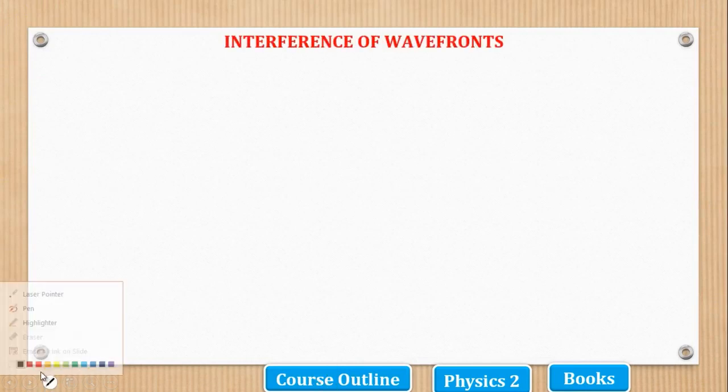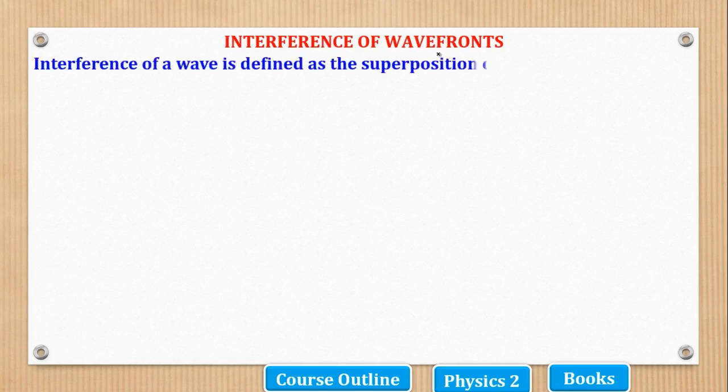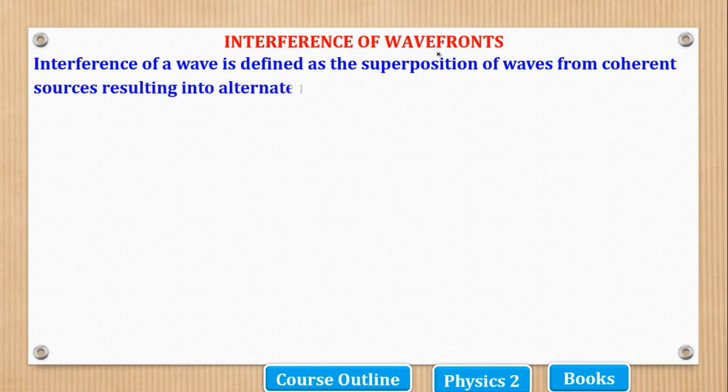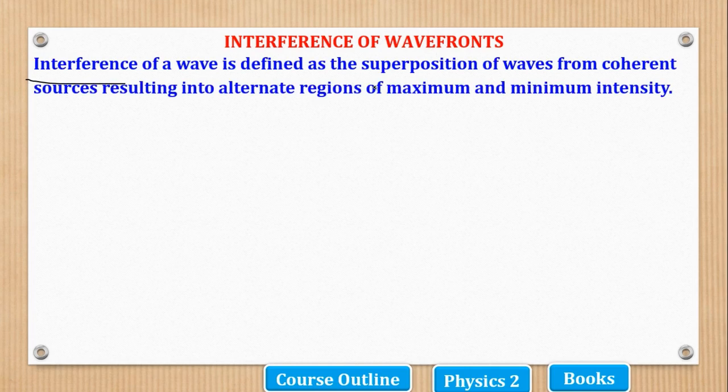So now we shall start our topic of interference of wave fronts. By definition, interference of a wave is the superposition of waves from coherent sources resulting in 2 alternate regions of maximum and minimum intensity. So I'm interested in the word maximum intensity and the word minimum intensity.